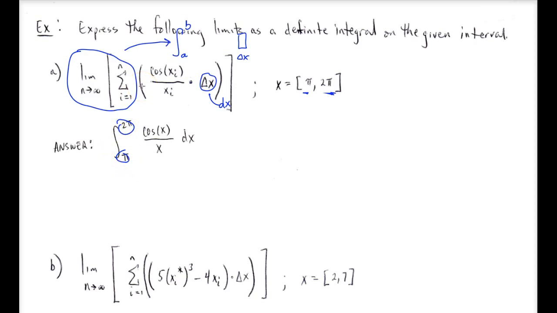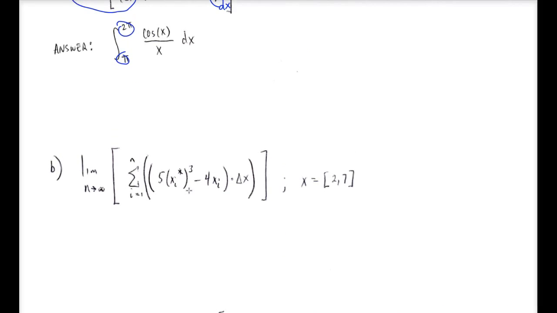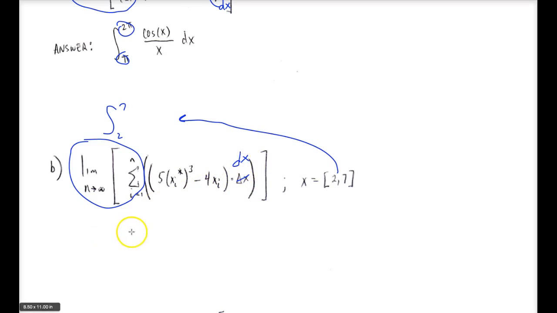Okay. So now that we see that, we can go here and actually interpret what this integral would be. So of course, again, keeping in mind that all this just means infinite sum. This part here tells you from 2 to 7. And we know that this part here is going to be the infinitesimal difference in between the x values, which is dx. So this will be the integral from 2 to 7 of 5x cubed minus 4x dx. And that's what that interpretation would be.